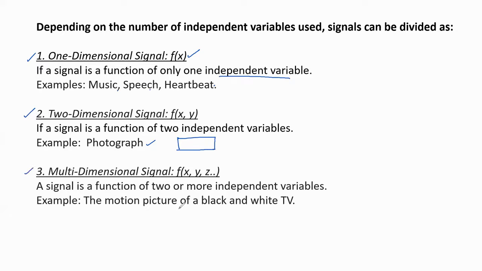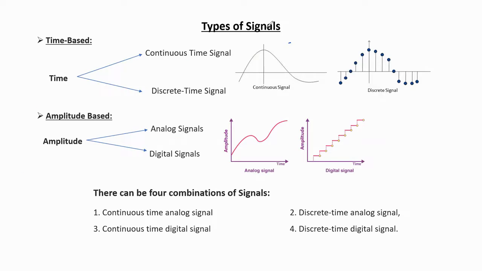Now let us come to the multi-dimensional signal. A multi-dimensional signal means a signal is a function of two or more independent variables. Then we call it a multi-dimensional signal. The representation is f of x, y, z, like this. The motion picture of a black and white TV is an example of a multi-dimensional signal.